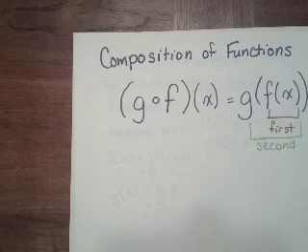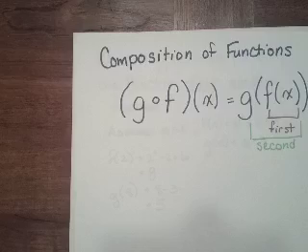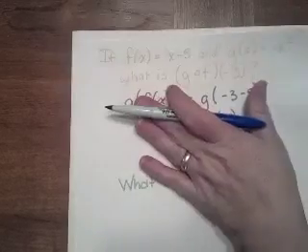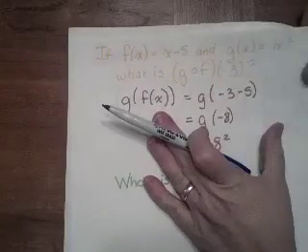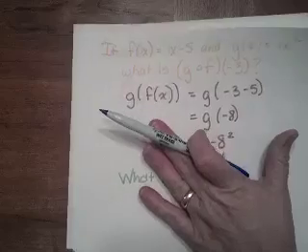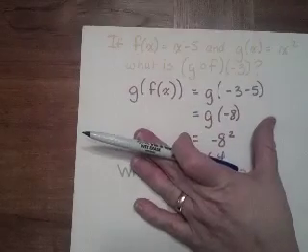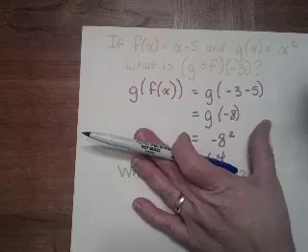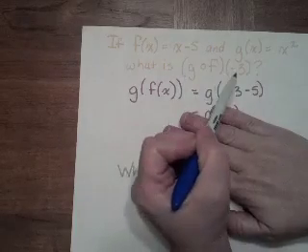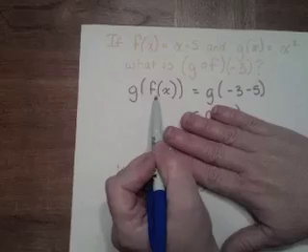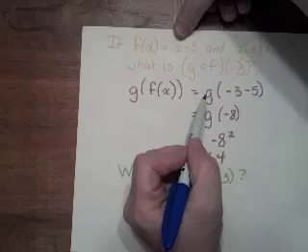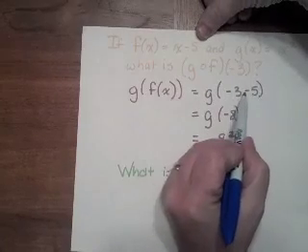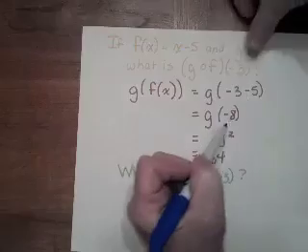So let's see how this looks. So, an example here. If f of x equals x minus 5, and g of x equals x squared. Let me get these out of underneath so you can see. What is g of f of negative 3? So I'm going to put negative 3 for x in f of x. See, I've got g here, and x minus 5. So I just put negative 3 minus 5, and that ends up being negative 8.